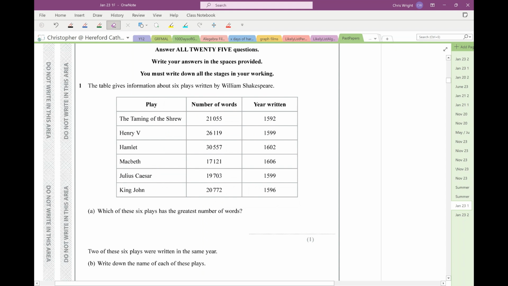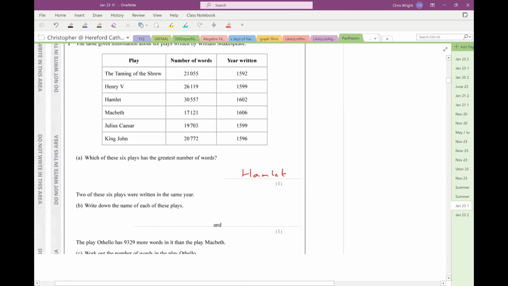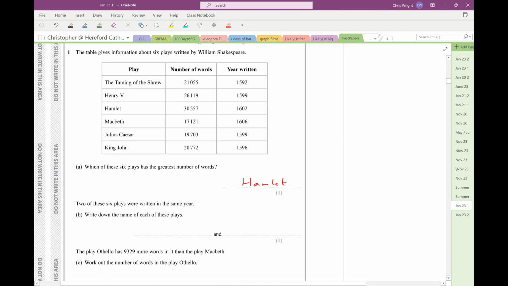Right, let's have a look. A, which of these 6 plays has the greatest number of words? So we're looking in the middle column here. It looks to me as if it is Hamlet that has the greatest number of words because it has 30,000 words more than any other. 2 of these 6 plays were written in the same year. Write down the names of these plays.